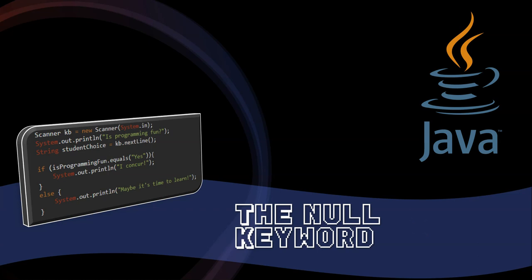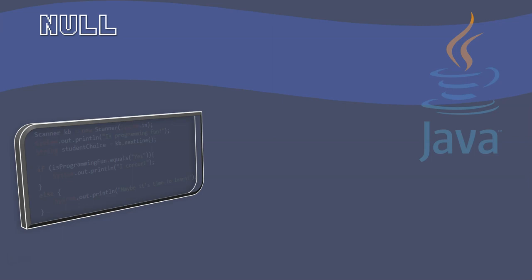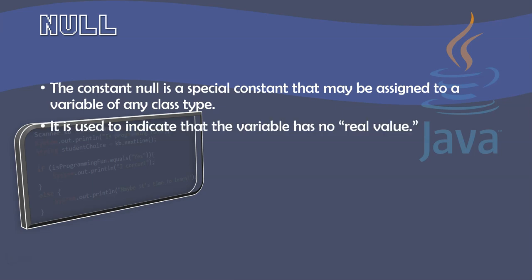And welcome back. As we continue looking at different aspects of classes, let's today discuss the null keyword. So when we're talking about null, what are we exactly referring to? Well, the constant null is actually a very special constant that can be assigned to a variable of any class type. This means whether it's a string class, a date class, whatever, we can give it this null value.